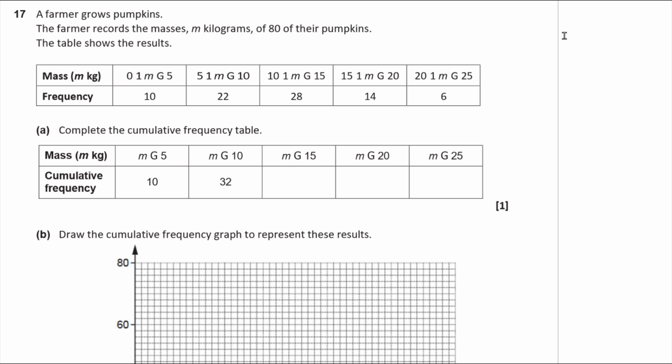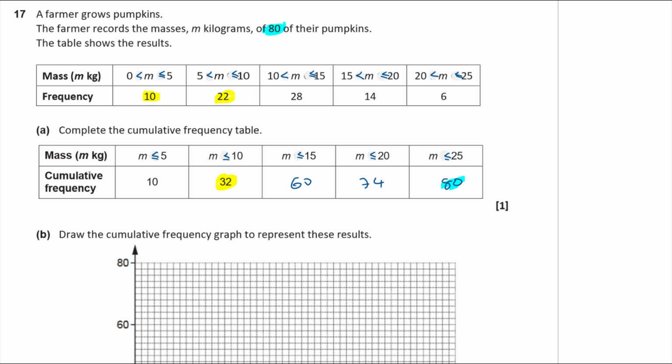Question 17. A farmer grows pumpkins. The farmer records the mass m kilograms of 80 of their pumpkins. The table shows the results. So we need to work out the cumulative frequency. So we can do that by adding the previous numbers together, can't we? So if you think about this one here, 32, that is the sum of 10 and 22. So the next one along, I'm going to add 28 on as well. That's going to take me up to 60. Then adding 14 takes me to 74. And then adding the 6 should give me 80. So your last value should be the same as the total things there are altogether.